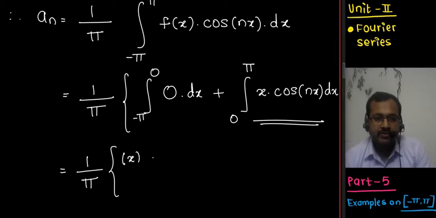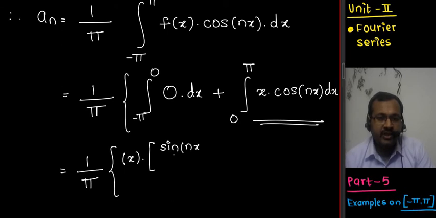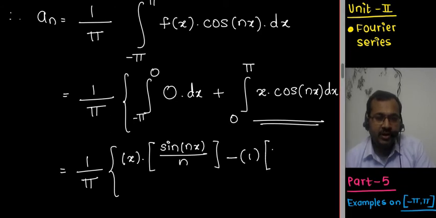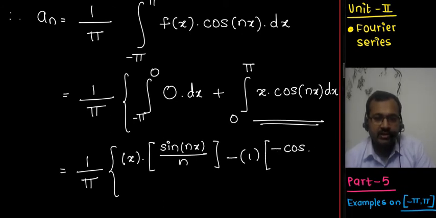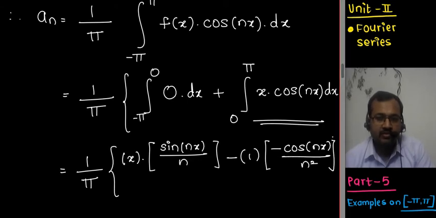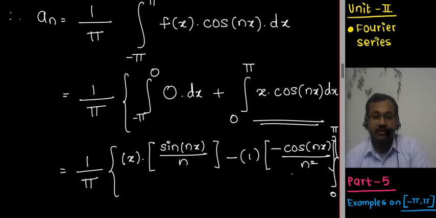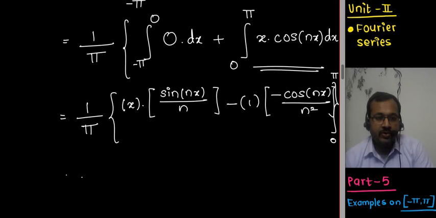So we take the first function as it is, integration of the second function, sin nx upon n, minus derivative of the first function into integration of the second, that is minus cos nx upon n into n. In this integral we substitute the range of integration 0 to pi. So let's substitute upper limit minus lower limit.